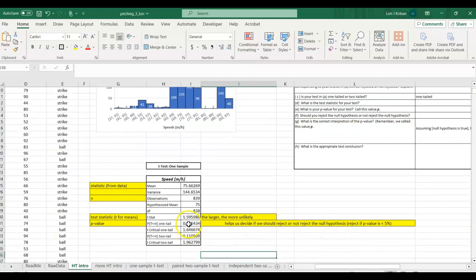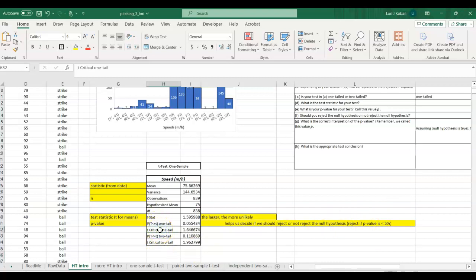So, if this was like 20%, we would say you're going to see test sample data like what you saw 20% of the time. That's not unusual. So we wouldn't reject the null hypothesis. So if this is small, we're going to reject the null hypothesis. And small, we're going to use a rule of thumb of 5%.